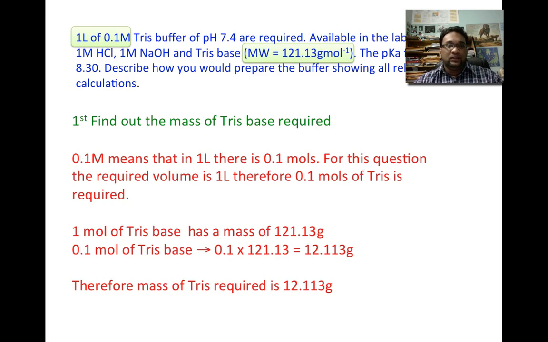Now that you know that you need 0.1 moles, then you could convert that to a mass, because you know from your molecular weight that 1 mole of tris has a mass of 121.13 grams. Therefore, 0.1 moles will be 0.1 multiplied by 121.13 divided by 1, so you get 12.113 grams.